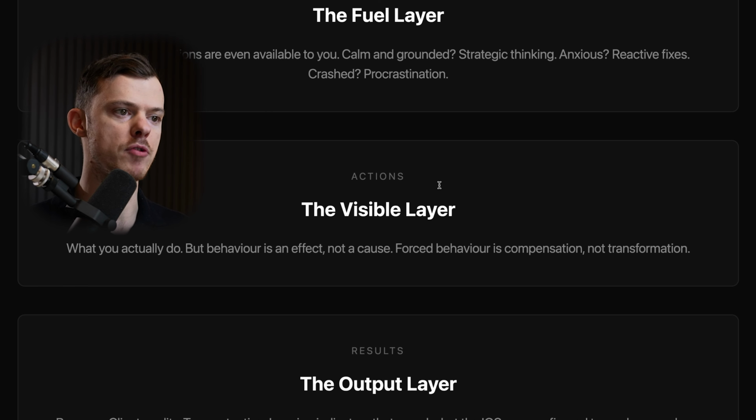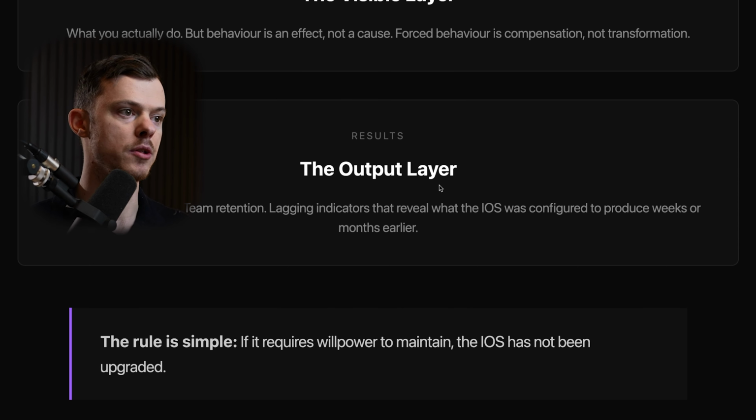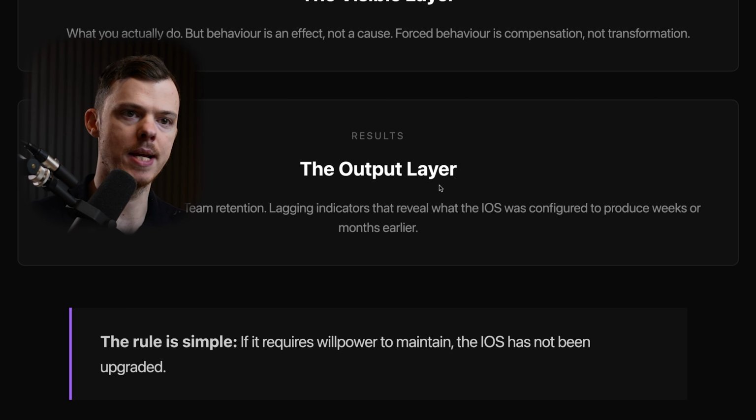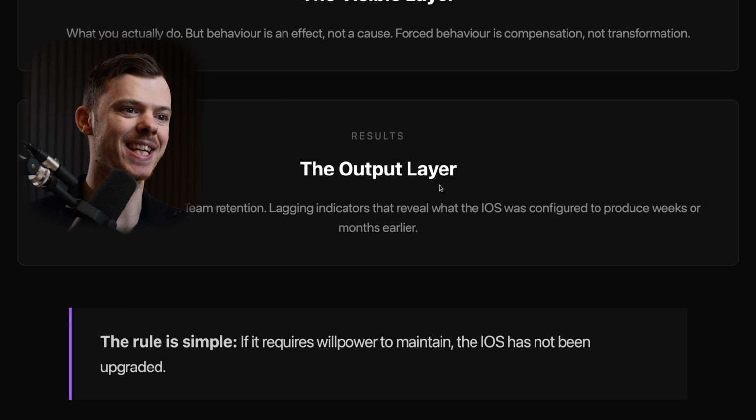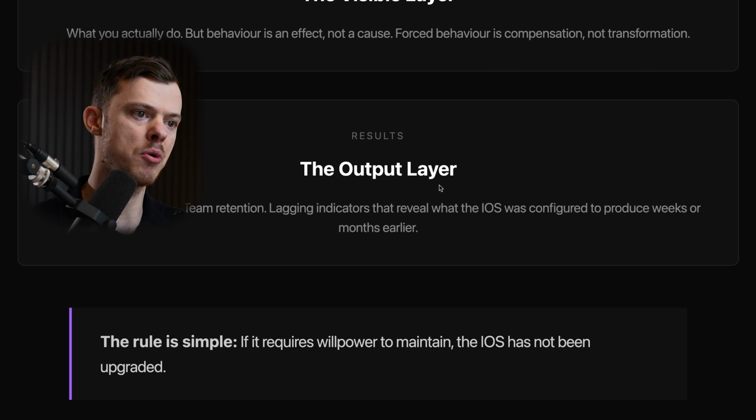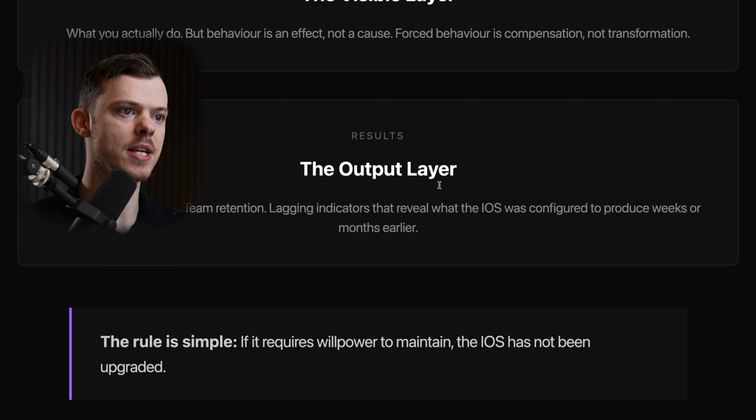And then finally, we have results, and these are the output layer. Your revenue, your client quality, team retention. These are lagging indicators that reveal what the iOS was configured to produce weeks, months, even years earlier. If you consistently see revenue ceilings, burnout cycles, team drama, or inconsistent execution, that's not bad luck. That's your iOS producing exactly what it's configured to produce. The remaining 3 layers, your emotions, actions, and results, are the downstream effects. They matter, but they're the outputs, not the inputs.